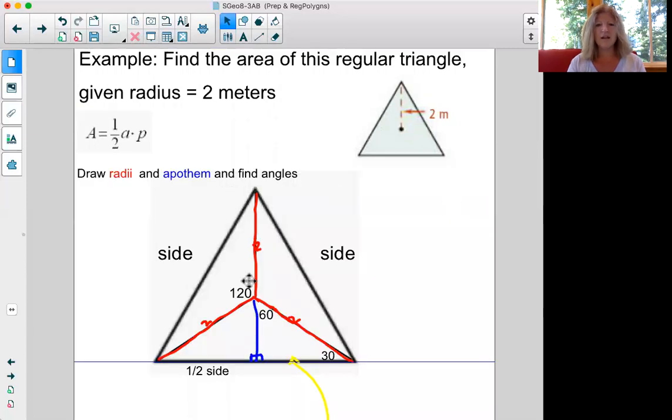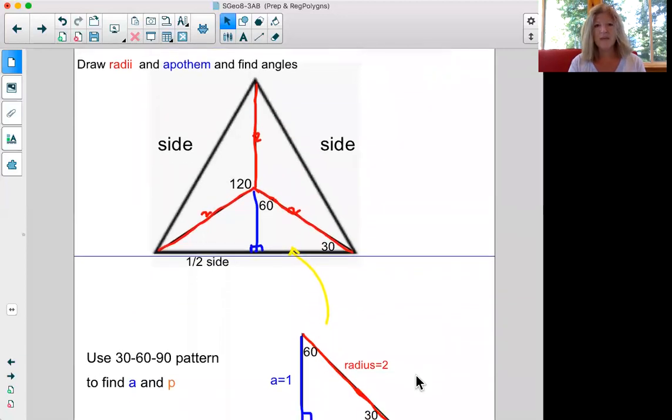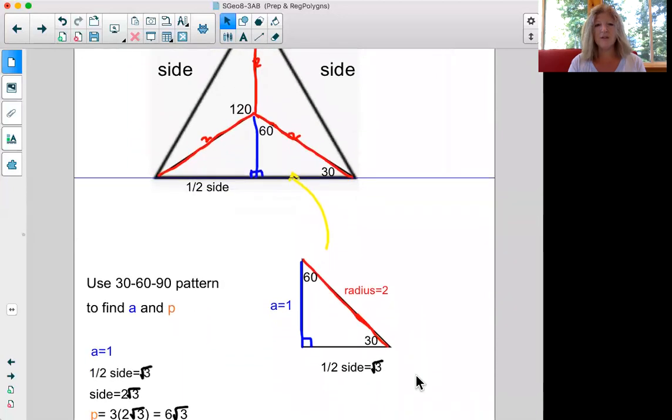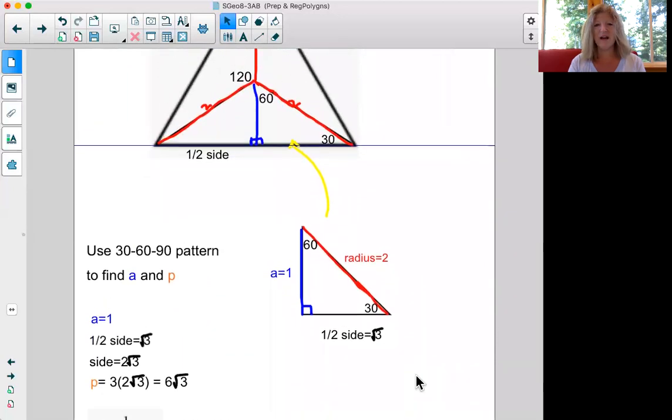Once you draw in here, I've done radii in red and I dropped the apothem in blue. Notice you have a 30, 60, 90 triangle, but it's a different orientation than we saw with the regular hexagon. If you blow that 30, 60, 90 triangle up, you see we were given the radius is 2. We know radius is double whatever the short leg is, so half of that would be 1. We know to get the length of the long leg, it's whatever the short guy is times root 3, 1 times root 3, or just root 3.